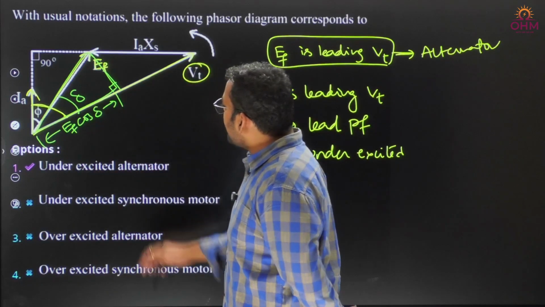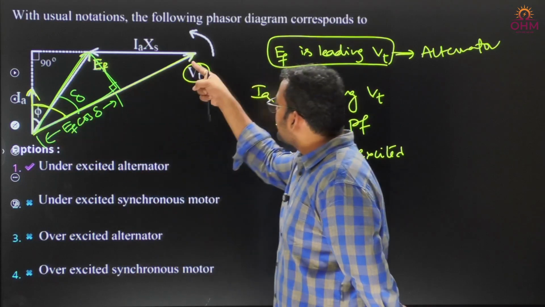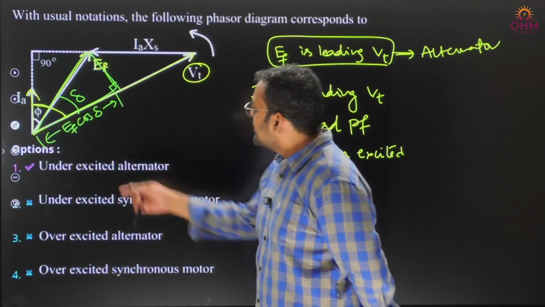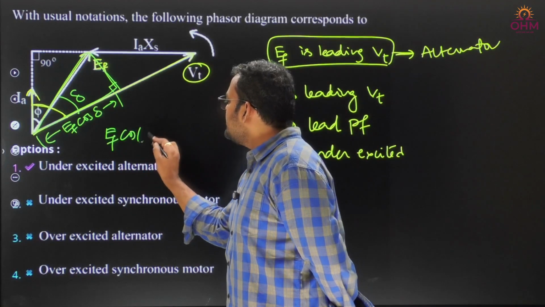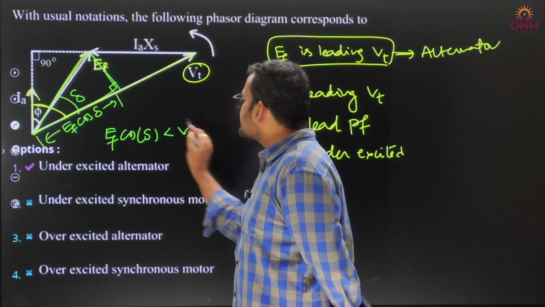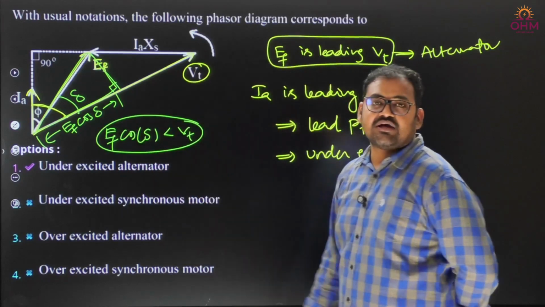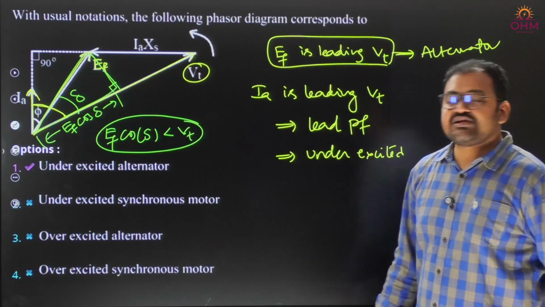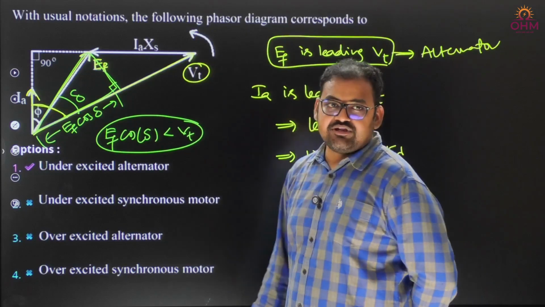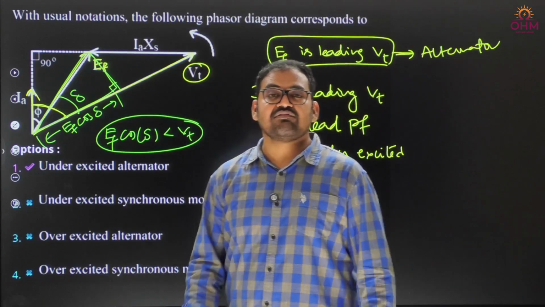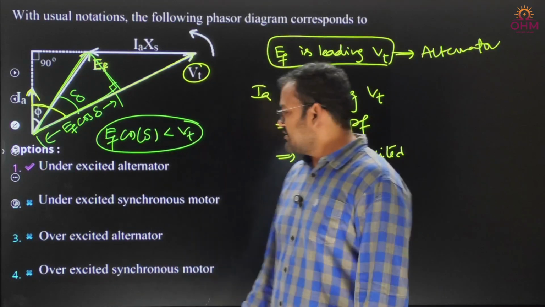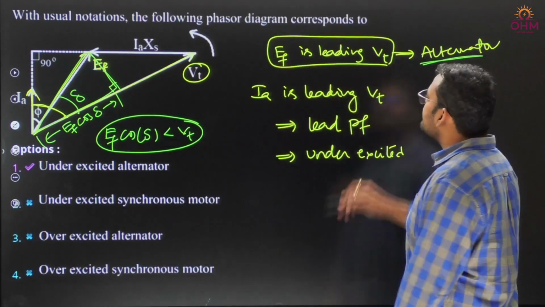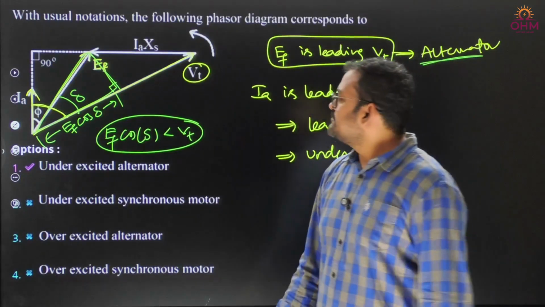Now you compare this EF cos delta length with overall VT length, I can easily understand EF cos delta is less than VT. EF cos delta less than VT, this is another condition where you can conclude it is under excitation. Under excitation means EF cos delta less than VT, over excitation means EF cos delta greater than VT. This is one more way you can conclude it is under excited. Under excited alternator because EF is leading VT.